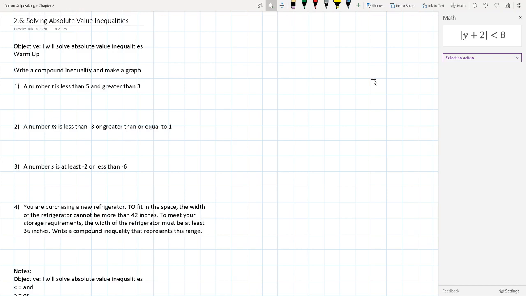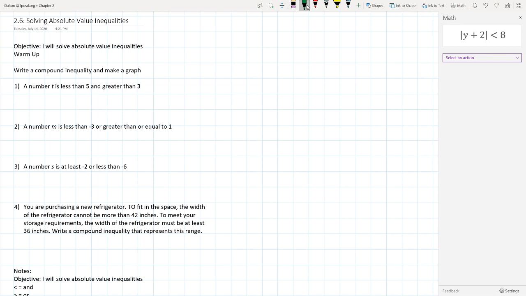This is 2.6, solving absolute value inequalities warm-up. The objective is you will be able to solve absolute value inequalities. So for the warm-up today, we are writing a compound inequality and making a graph from that.